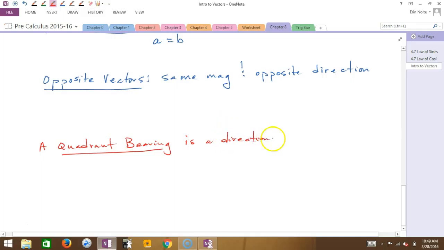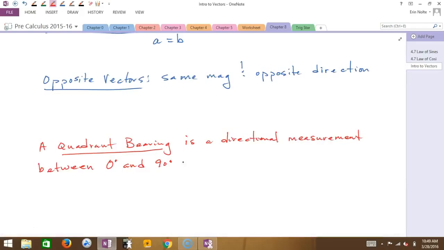Direction. Measurement. Between. Oh my gosh, that was an F. Hold on, I did spell that wrong. Between 0 degrees and 90 degrees. Okay, notice I'm saying degrees as opposed to radians. So bearings will always be in degrees, possibly in degrees, minutes, and seconds.